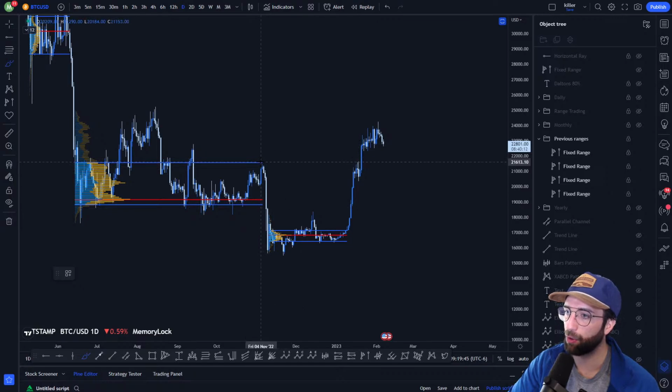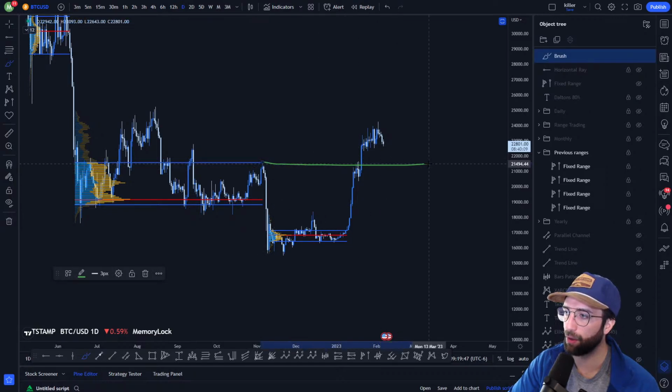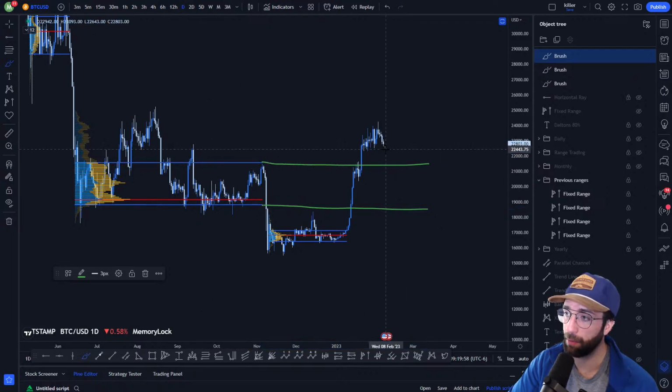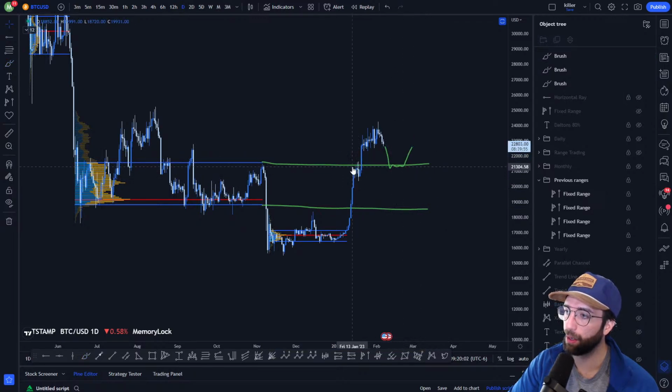As a matter of fact, we broke even above this volume range, this value area. So we have this value area here. Now, in the case of a dip, we could expect the value area high to maybe act as support. And then look what else too. We have our volume shelf here as well.